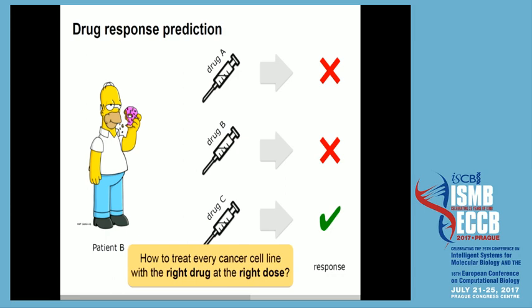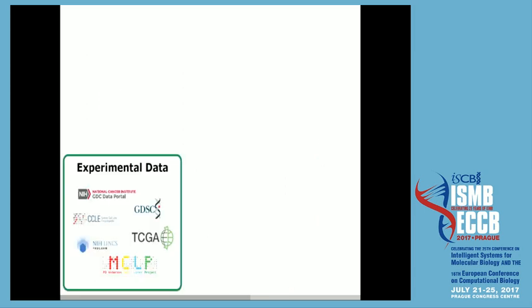And for the purpose of this talk, I'll make the problem a little bit easier and derive a method on how we can treat every cancer cell line with the right drug at the right dose. And there are large online databases which characterize cell lines and patients in terms of their molecular profiles, so transcriptomic and sequencing data, and also in terms of their response to several different drugs.